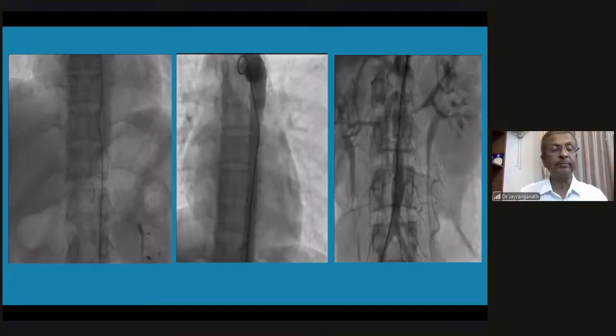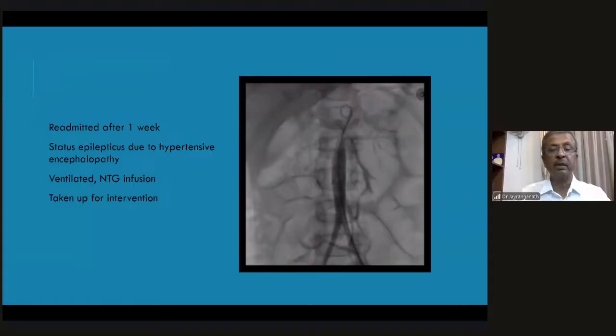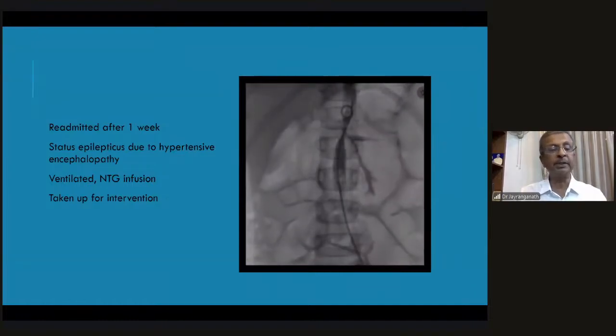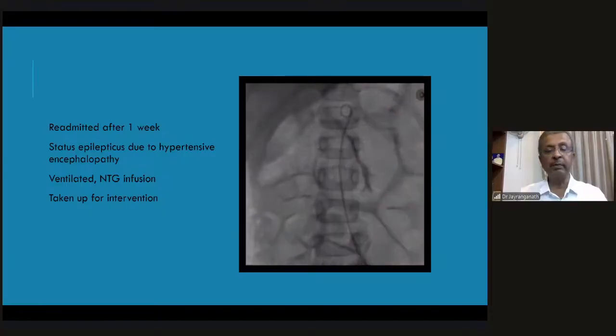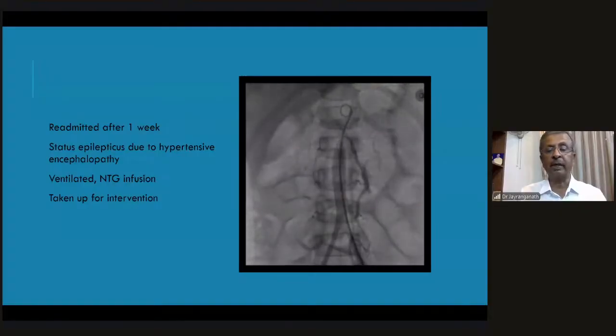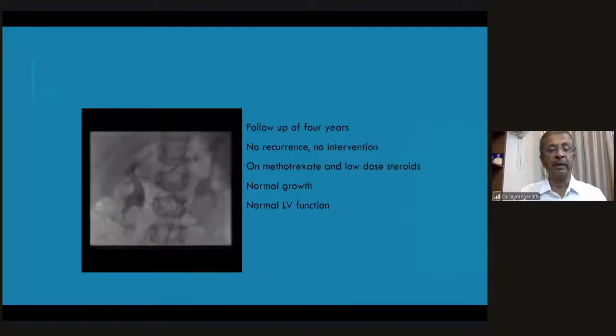So this is an 8-year-old, myocarditis, similar, same. This was an acute phase. We sent her home with some medicines. She came back after 1 week with status epilepticus, hypertensive encephalopathy. So it tells us that the guidelines say we should not intervene, but she comes back with a hypertensive emergency. What to do? We were forced to intervene. Ventilated, taken for intervention. Balloon dilatation of the abdominal aorta, everything. So this is one case where we need to intervene in the acute phase.